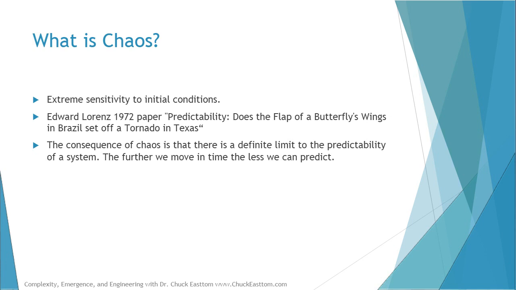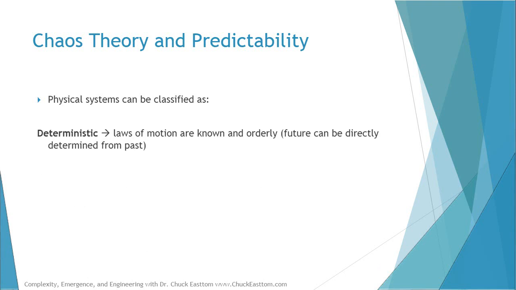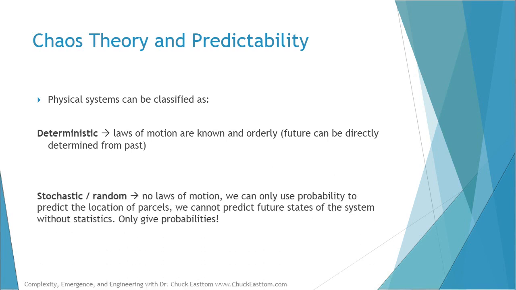But chaos is the essential idea that very minor changes in systems can propagate to major outcomes that we may not be able to predict. So that brings us to chaos theory and predictability. Physical systems can be classified several different ways. They can be deterministic, where we can clearly determine the outcomes. They can be stochastic and random, in other words, we get probability. The bottom line is, in chaotic systems, everything is probabilistic.